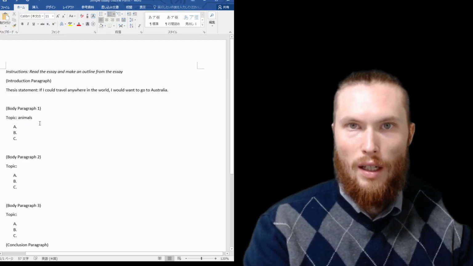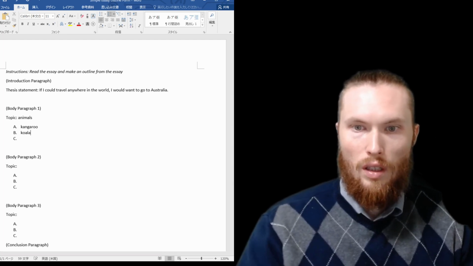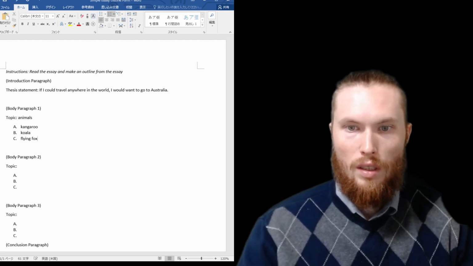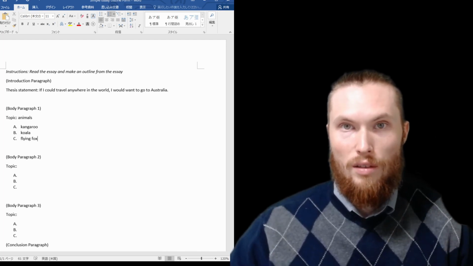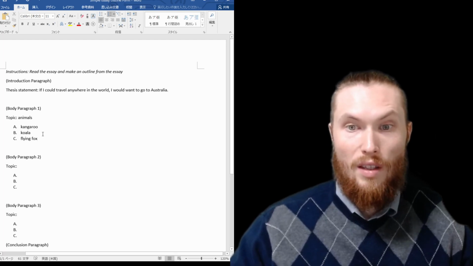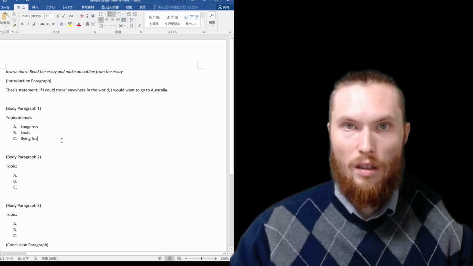So let's add that to the outline. Kangaroo, koala, flying fox. So we have our 3 animals. Now let's look at some supporting information for each animal. Why is the kangaroo interesting, and the koala and the flying fox? Let's look back at the essay.